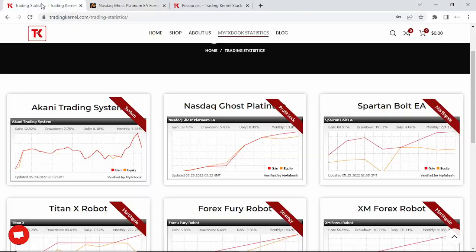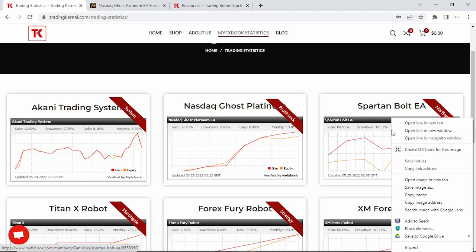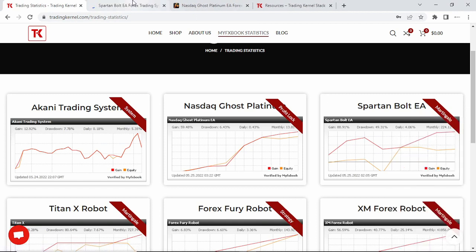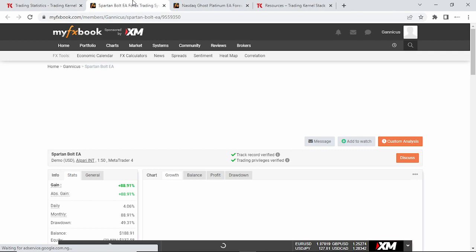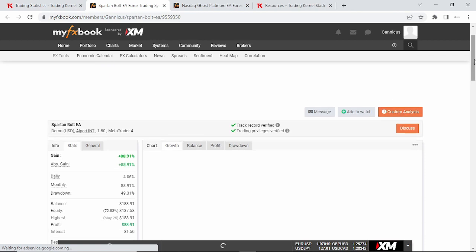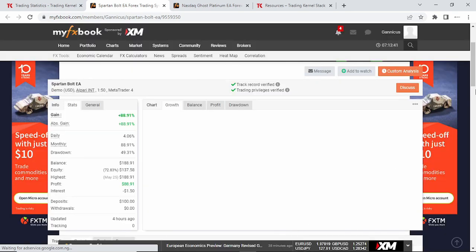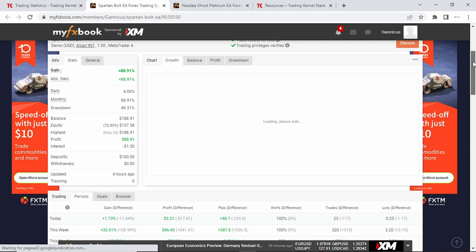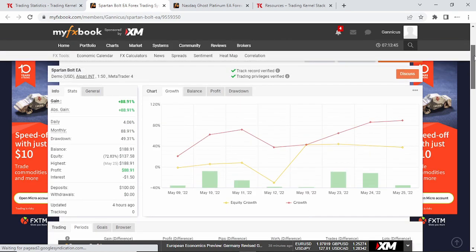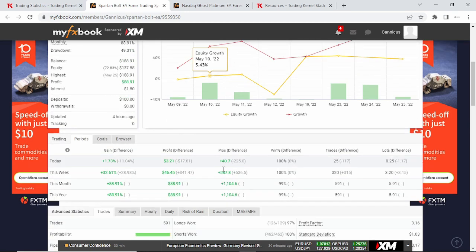Okay, so the next one we're going to be looking at is Spartan Boots EA, which we loaded very recently. This robot isn't available on Trading Kernel yet, but it should be very soon. It's a kind of martingale system, like Titan X2. You can see we are currently up about 88.91 US dollars, and on daily we have 4.06%. Drawdown is 49%, which is very normal for martingale software. Then you can see the trades here.